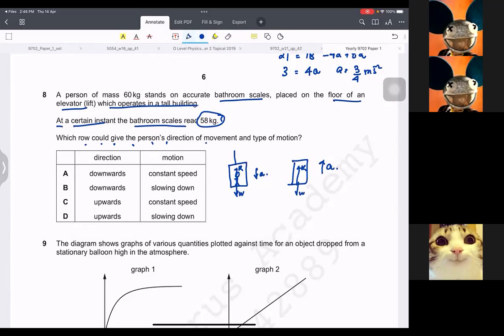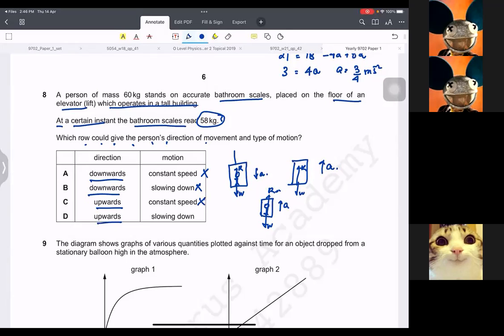So it says it's going upwards. Well, I think it's going downwards. So let's check if it makes sense. Motion at constant speed is not possible. If it is going downwards and it is slowing down, it means acceleration is upwards, so reaction should be bigger, not smaller. So that's also wrong. Then we can check upwards.